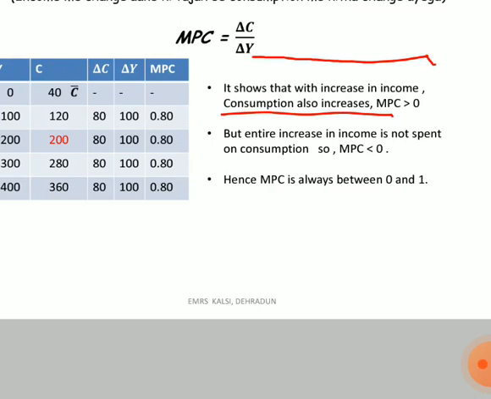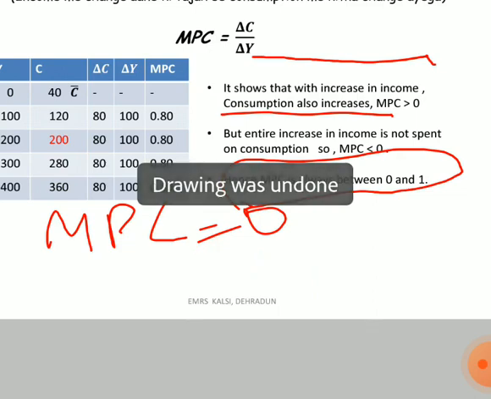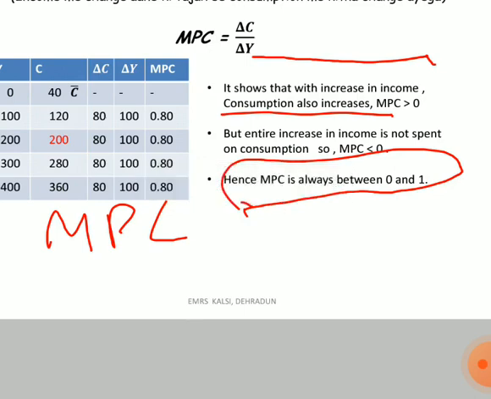We have seen this. MPC will be greater than 0. The value of MPC varies from 0 to 1. It means MPC can be 0, it can be 1, it can be less than 1. It cannot be greater than 1. It can be 0, it can be less than 1, it can be 1.